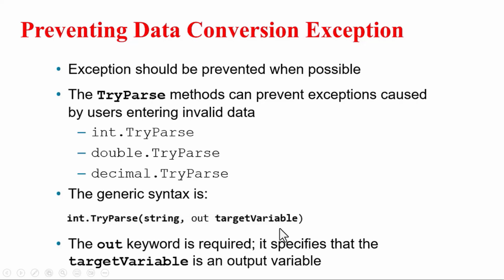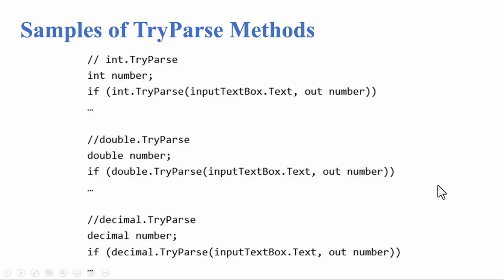You say out, and then you create the target variable that you're going to put it into. So the target variable is there. You're naming it here. The out keyword is required. It specifies that the target variable is an output variable. So that's really what we're talking about here. This is the kind of format we'd have for int, integer, double, and decimal.